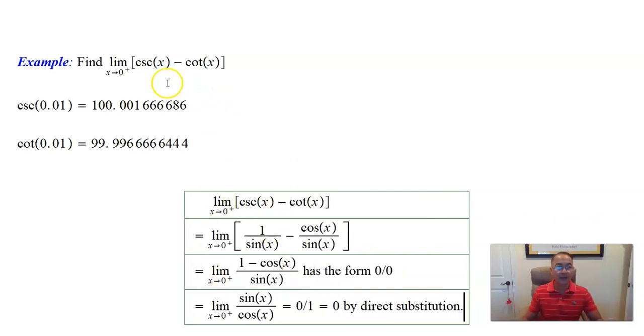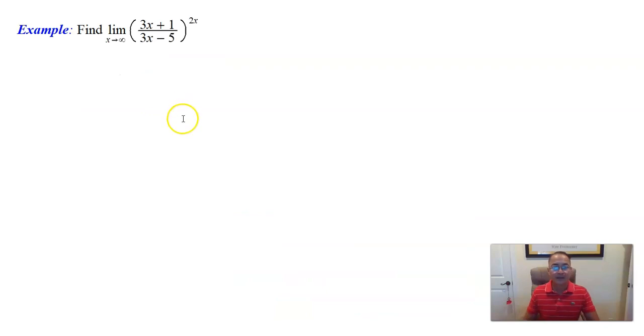All right, so in this case, the strategy is simply to combine with a common denominator. Then you can apply L'Hopital's rule, and we get 0, which is verified by our numerical data: 100.001 minus 99.996. That difference is very, very small. Our last example is going to be an indeterminate exponential form.